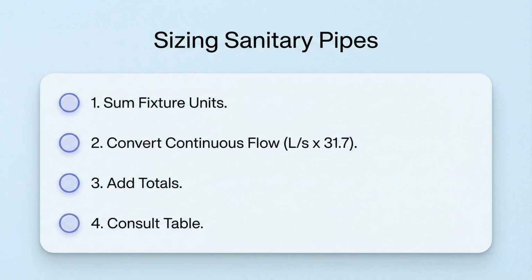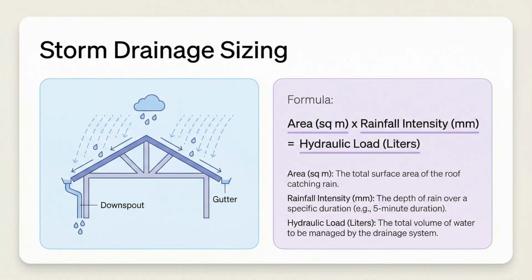Storm drainage is different. Here we care about area and rain intensity. You take the area of the roof in square meters and multiply it by the local rainfall intensity from the building code appendix. That gives you a load in liters. If you have continuous flow into a storm drain, the conversion factor changes. It's 900 liters for every liter per second.